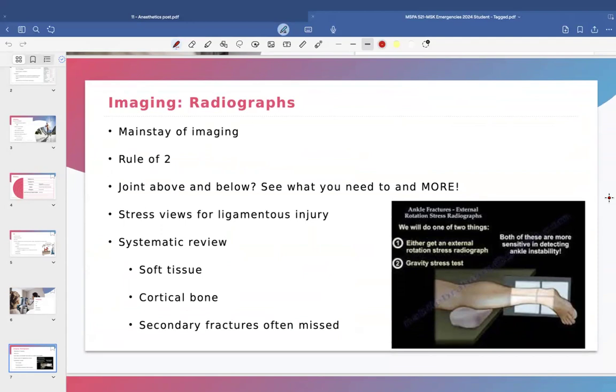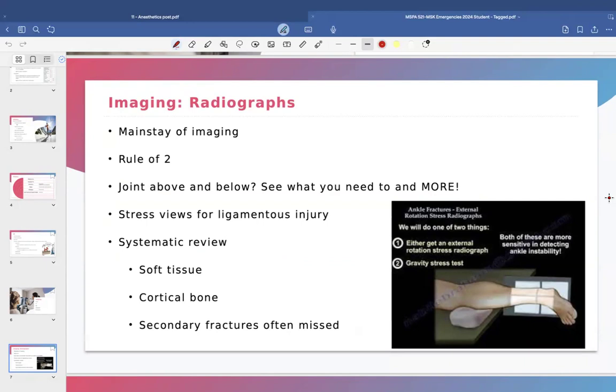We'll go through some other fun things. You're also going to want to image the joint above or below. If there's been a mechanism of injury that's been so hard that it could break the bone, you're going to want to make sure that you are looking at the ones above and below, just to make sure that there isn't anything that got missed. You can get stress views if you have any concern for ligamentous injury. What that means is how much elasticity you can move when you are pulling or whatnot to get into those x-rays.